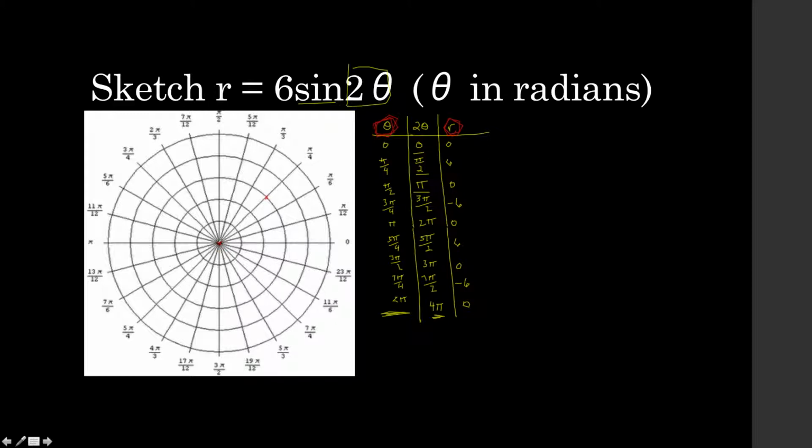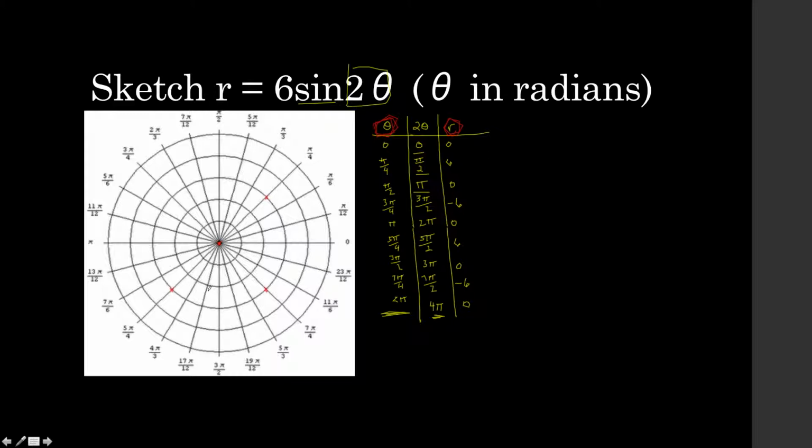We have pi over 2, 0. We have 3 pi over 4, negative 6. So 3 pi over 4 would be positive in this direction, so negative 2, 4, 6 would be over here. Okay, so pi, 0, back at 0 again. And we go from this point, 5 pi over 4, 6. So 5 pi over 4 is down here. 2, 4, 6, it's going to be positive, so it's still going to be down here.